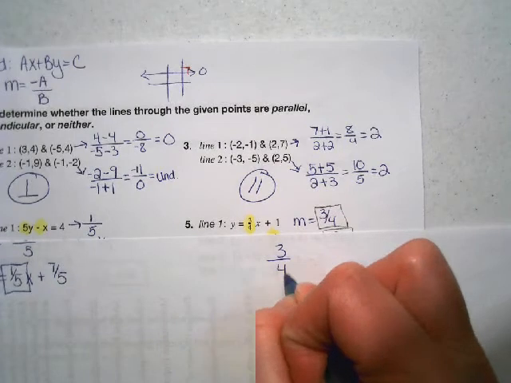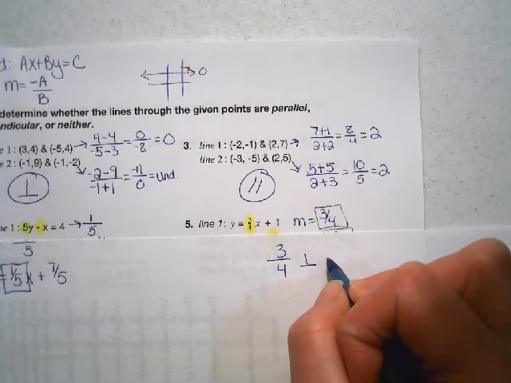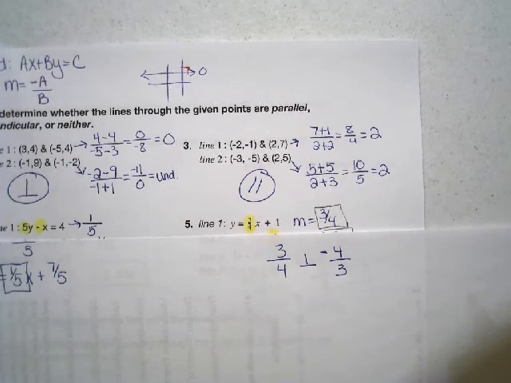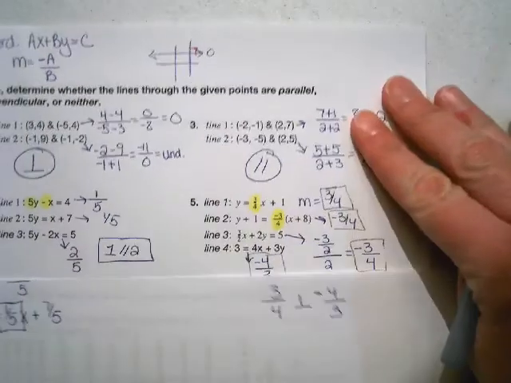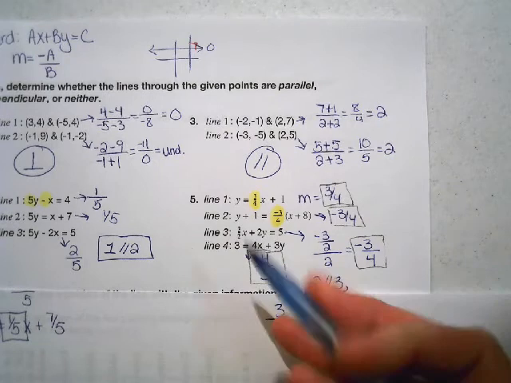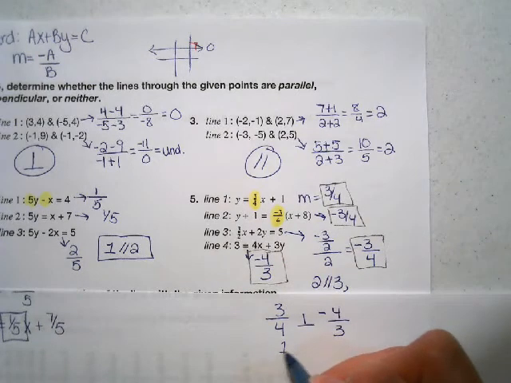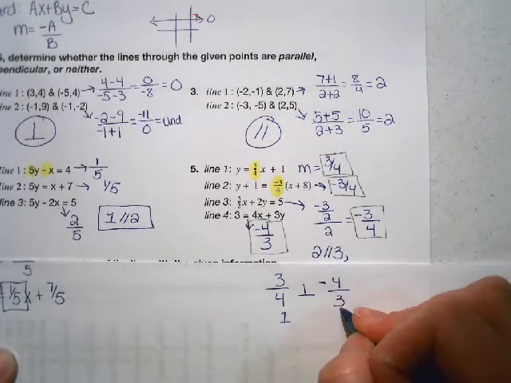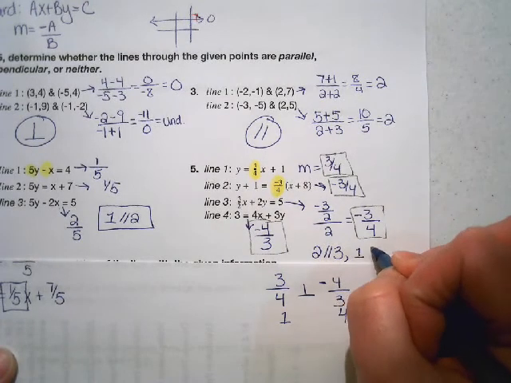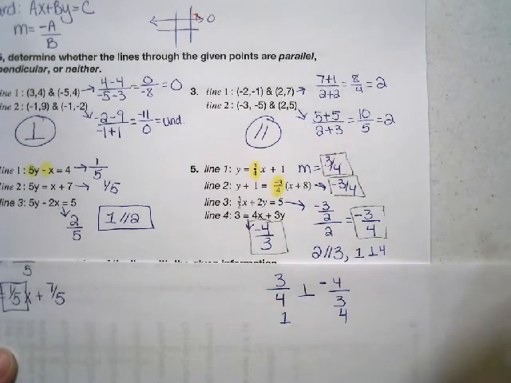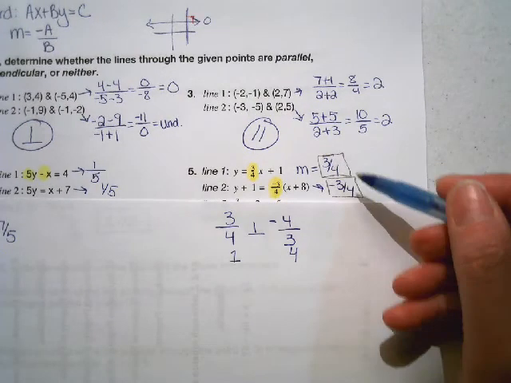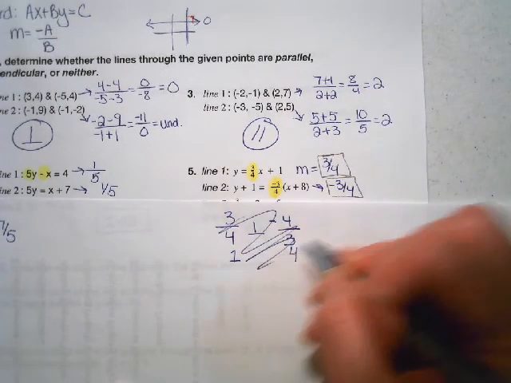But let's look for opposite reciprocal. So 3/4. If we look at 3/4, the opposite and reciprocal would be -4/3. So if we look through here, I'm noticing this one. So this is line 1. This is line 4. So I'm going to put my answer as 1 is perpendicular to 4.